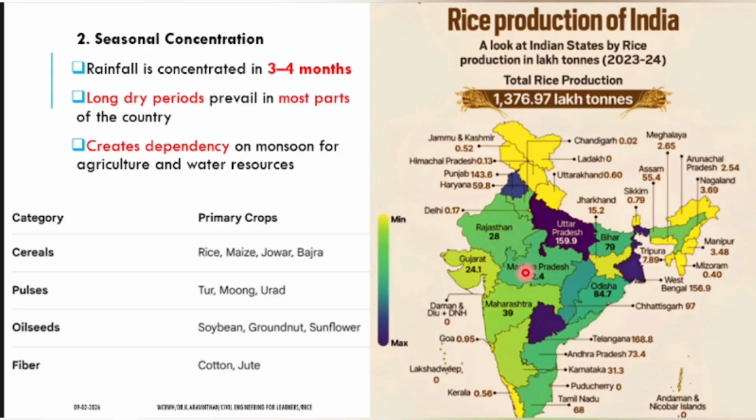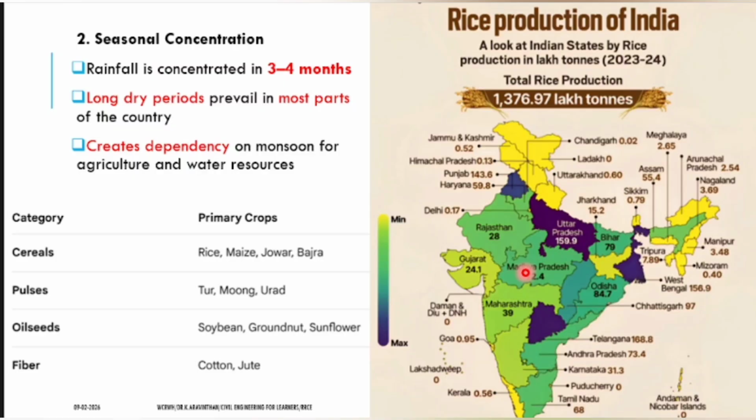This is minimum and maximum. There are several crops which grow in less amount of water. What are they? Pulses, oil seeds and fiber, which, even though less rainfall is there, can give the crops. So this is the second thing.